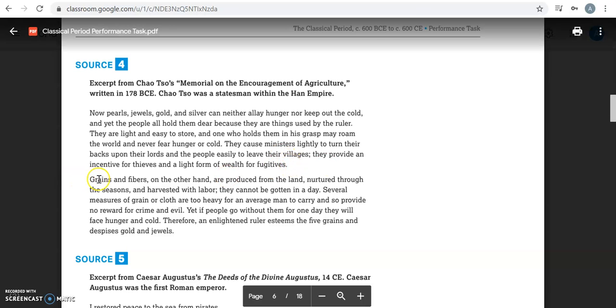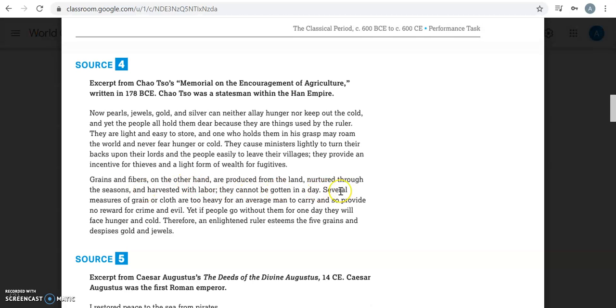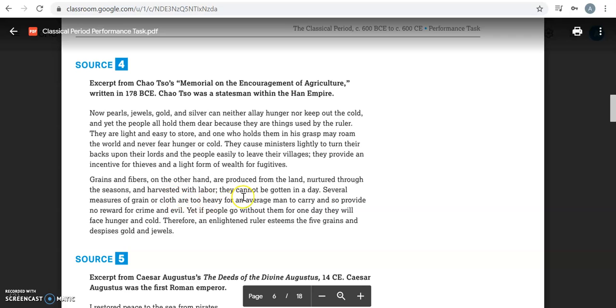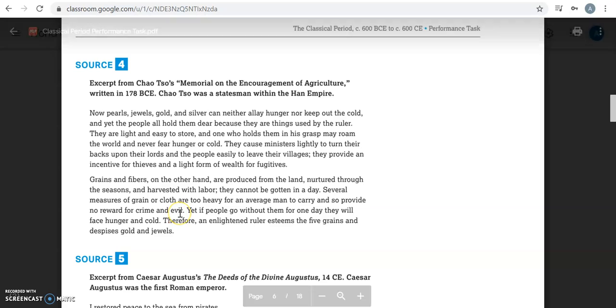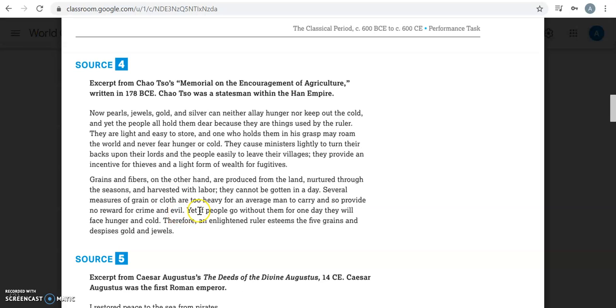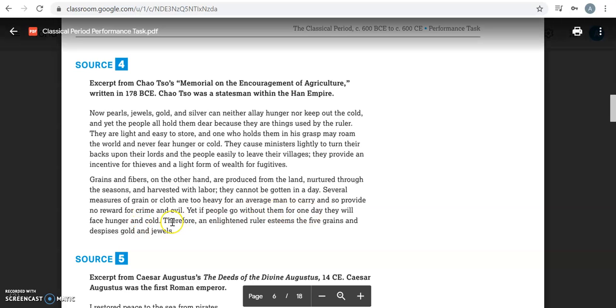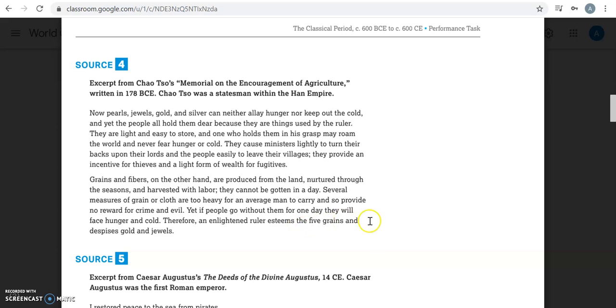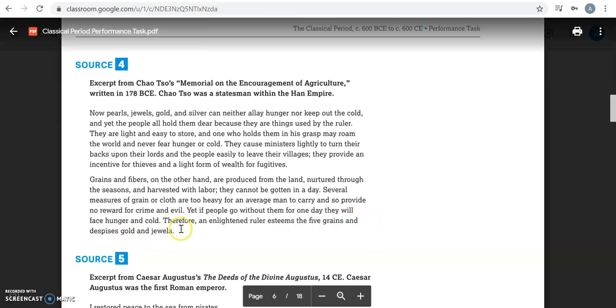And then he goes on to say grains, so grains made for bread, and fibers. "On the other hand, are produced from the land, nurtured through the seasons, and harvested with labor. They cannot be gotten in a day. Several measures of grain or cloth are too heavy for an average man to carry, and so provide no reward for crime and evil." So it diminishes crime if you trade grains and fibers instead of precious stones. "Yet if people go without them for one day, they will face hunger and cold. Therefore, an enlightened ruler esteems the 5 grains and despises gold and jewels."